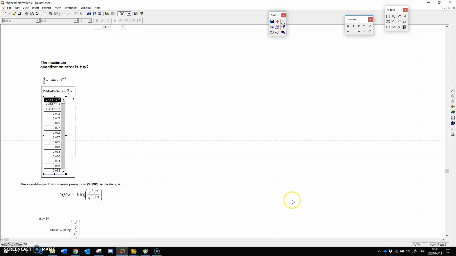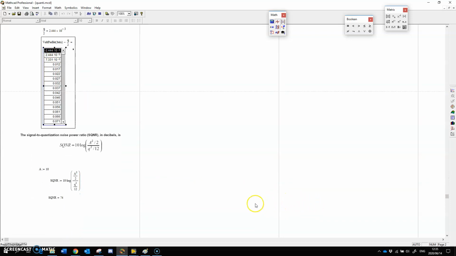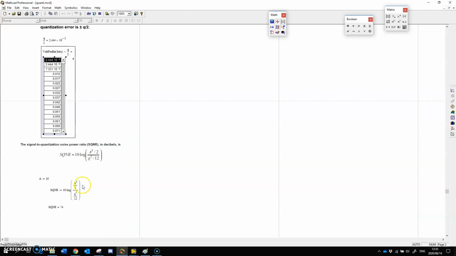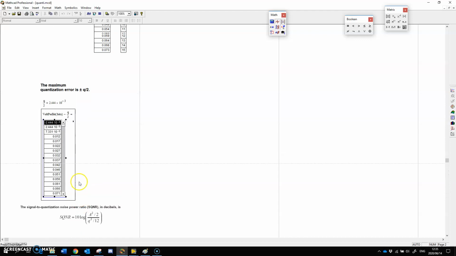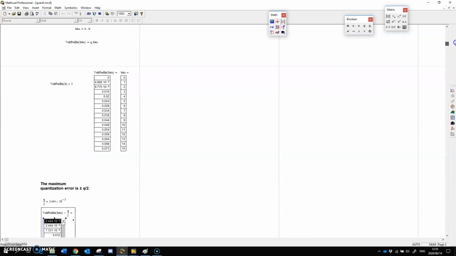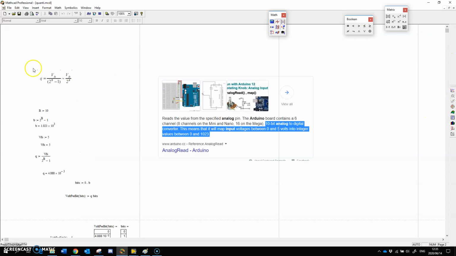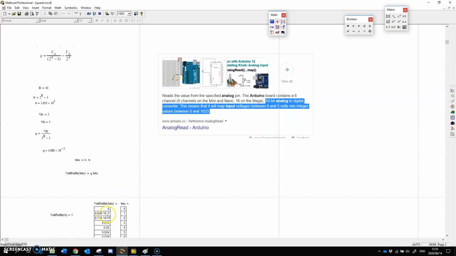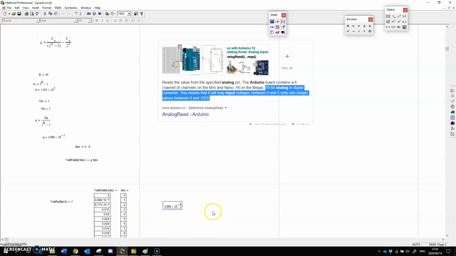Then the next thing that you can calculate is your quantization signal to noise ratio, which is done with that formula. So this is the kind of quality of your system. What is really important is your step size. So let's look. The Arduino Uno has got 10 bits, so that's your step size.